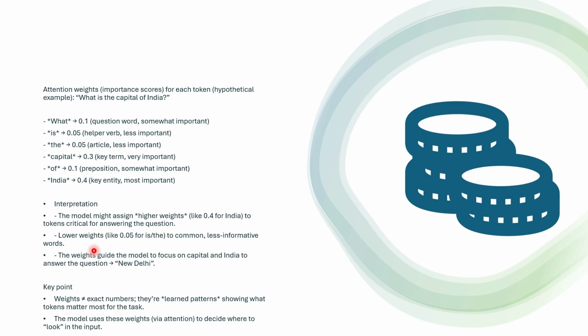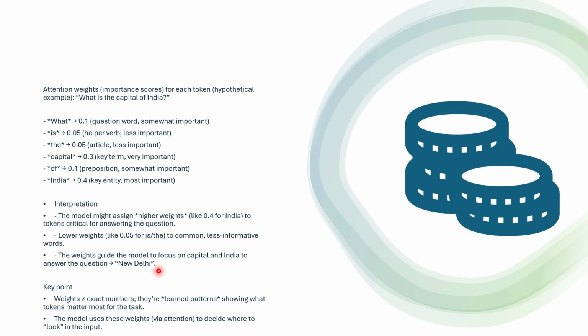And what is the use of these weights basically? Why should we go through this entire concept of weights, tokens, and attention? Because the weights will guide the model to focus on capital and India here to answer the question as New Delhi. It will not understand the entire question as such, but it will try to identify the critical tokens and then it will draft your response.